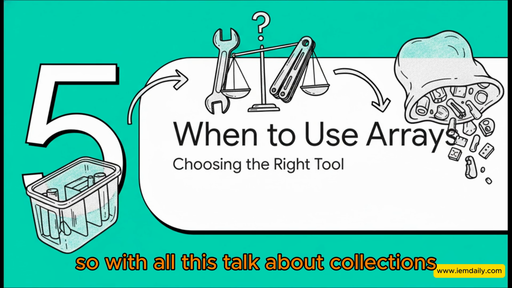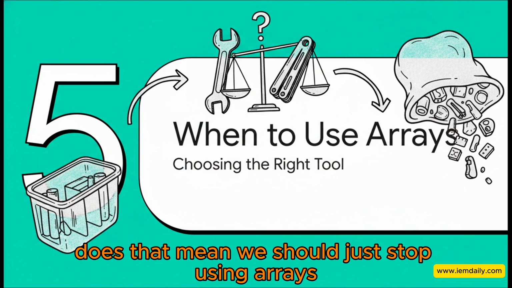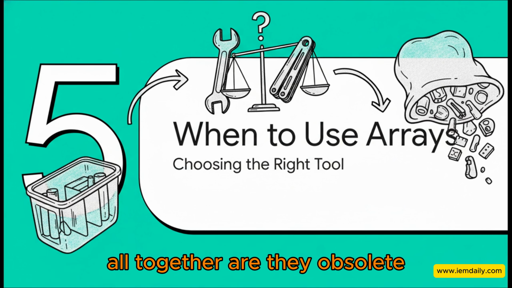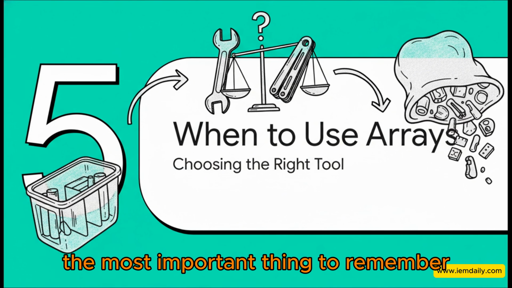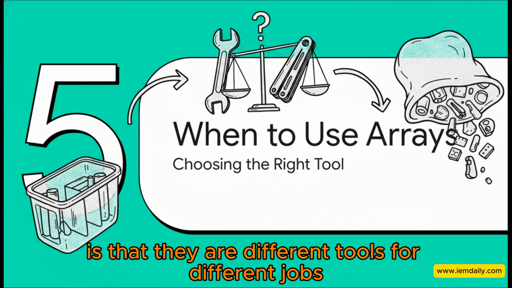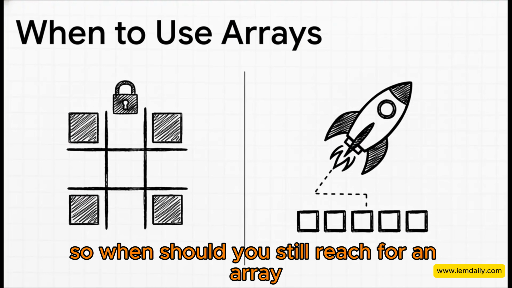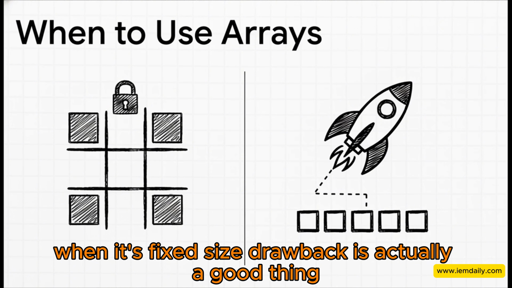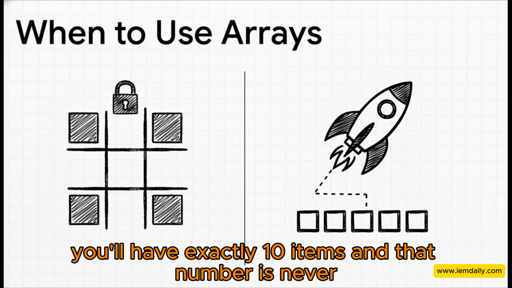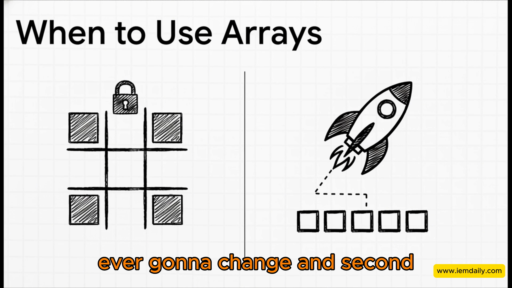So with all this talk about collections, does that mean we should just stop using arrays altogether? Are they obsolete? No way, absolutely not. The most important thing to remember is that they are different tools for different jobs. So when should you still reach for an array? Well, first, when its fixed size drawback is actually a good thing, like when you know you'll have exactly 10 items, and that number is never, ever going to change.